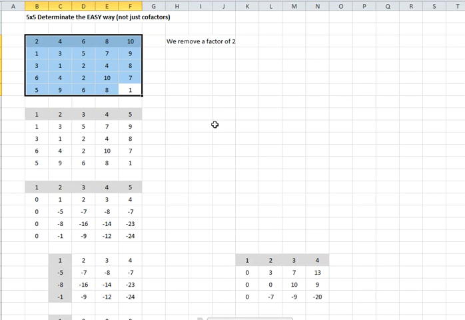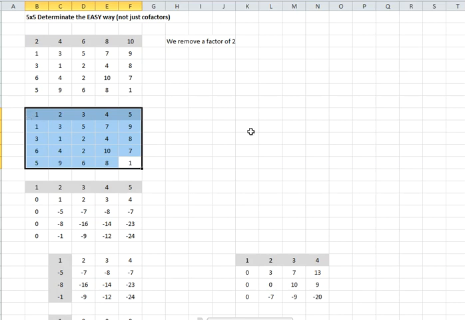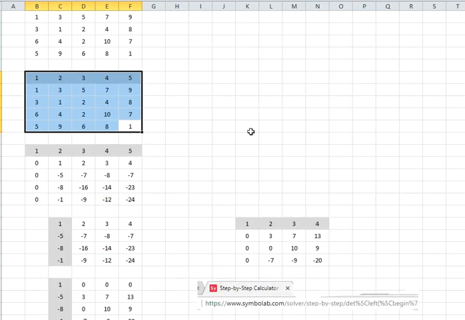Well, along with cofactors, there's other things we can do. For instance, if we pull a common factor out of a row or a column, like this, we're going to take the 2 out. We get this matrix. The determinant of this matrix times 2 equals the determinant of this matrix. So we'll have to remember that we've pulled out a factor of 2. And now we're going to find the determinant of this matrix. Well, it's still about 5 by 5, and it's still a whole lot of work. So what do we do next?